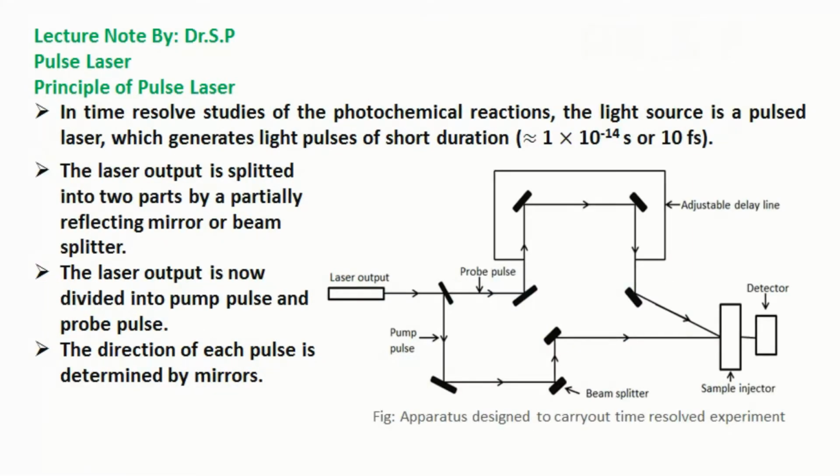In time-resolved studies of photochemical reactions, the light source is a pulsed laser, which generates light pulses of short duration, approximately 1 times 10 to the power minus 14 second or 10 femtosecond. The laser output is split into two parts by a partially reflecting mirror or beam splitter. The laser output is now divided into pump pulse and probe pulse. The direction of each pulse is determined by mirrors.